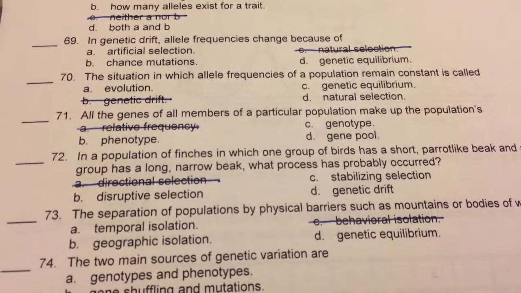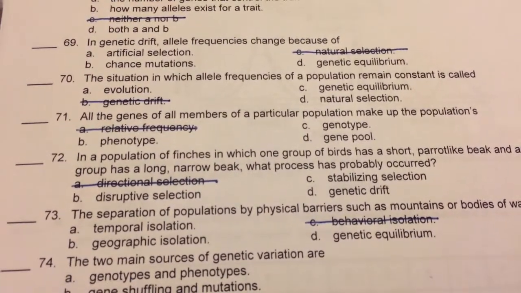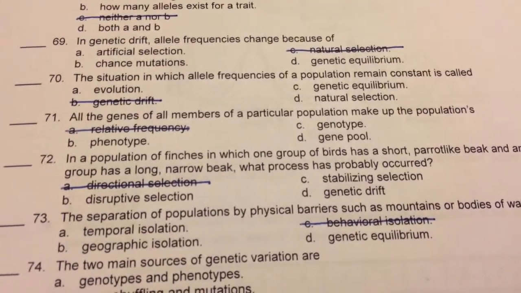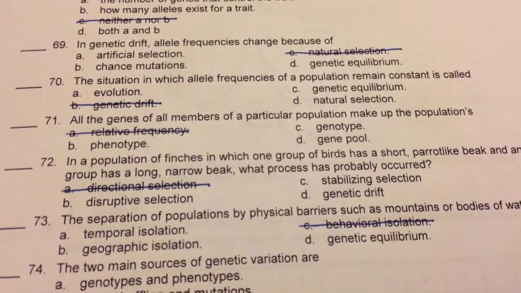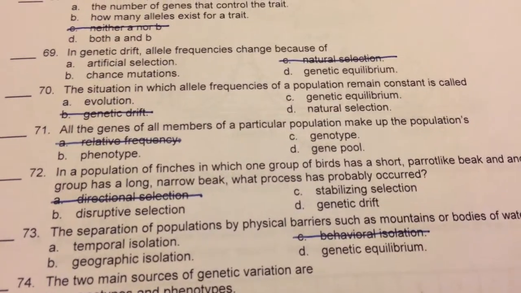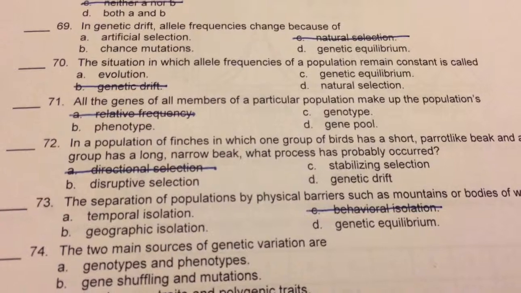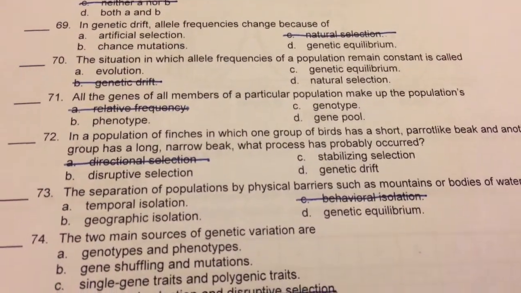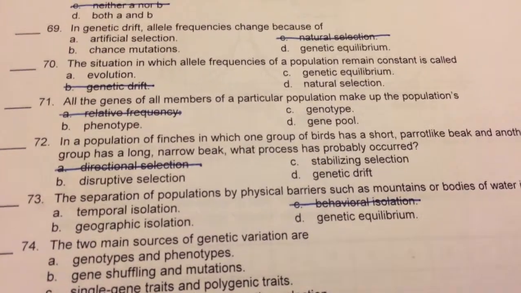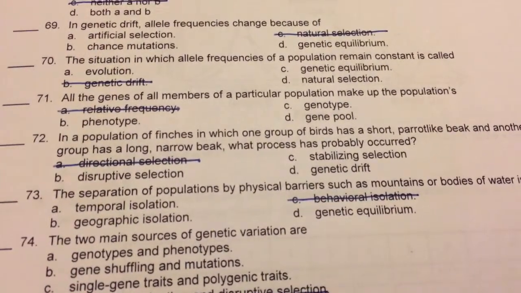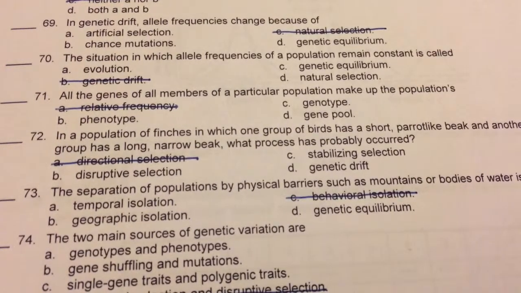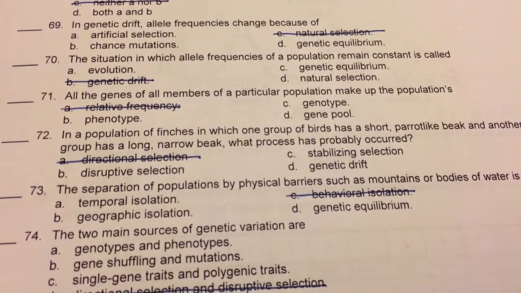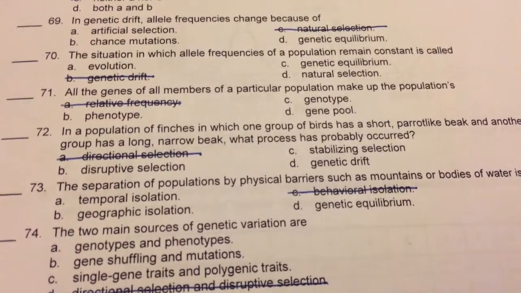Number 70. The situation in which allele frequencies of a population remain constant is called A. Evolution, C. Genetic equilibrium, or D. Natural selection. Number 71. All the genes of all the members of a particular population make up that population's B. Phenotype, C. Genotype, or D. Gene pool.